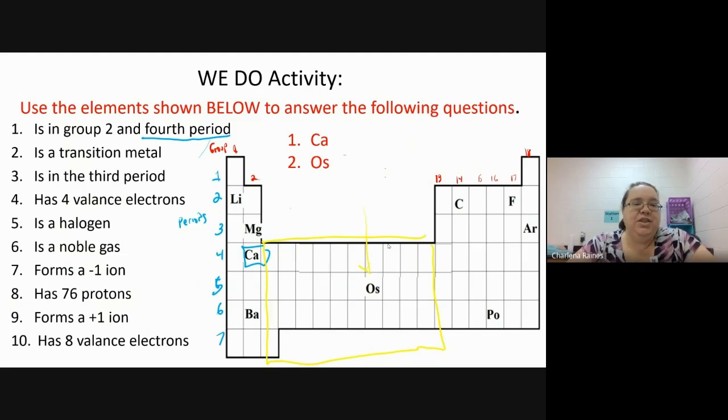So number 3, who is in the 3rd period? 3rd period means 3rd row down. Well, we actually have 2. So you could have put magnesium or argon.